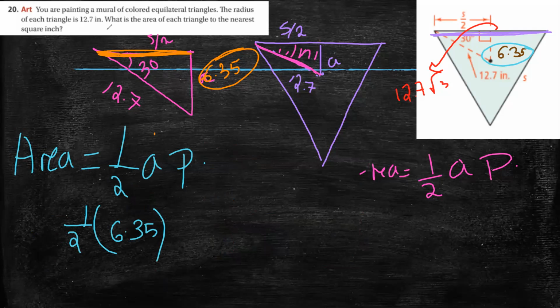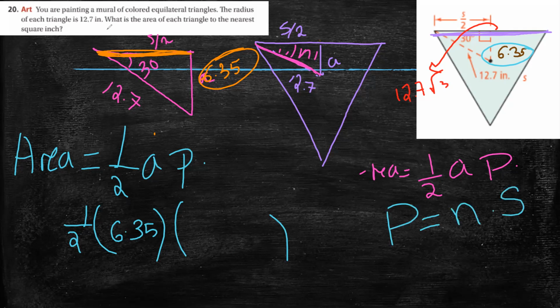I need now to find also the perimeter. How can I find the perimeter? By multiplying what by what? The number of sides by S. How many sides do we have here? 3. And what is the dimension of each side? Approximately 22. Yeah, it's 21.99, which is 12.7 square root of 3.